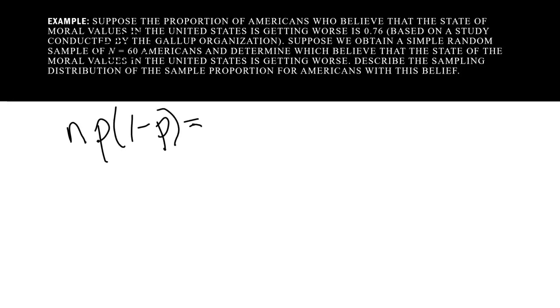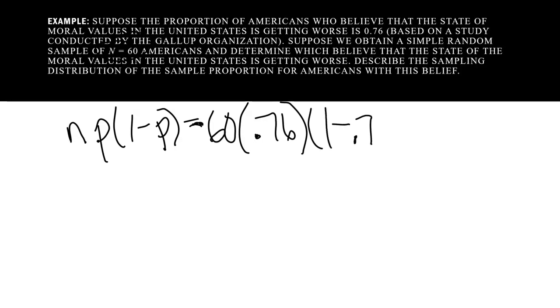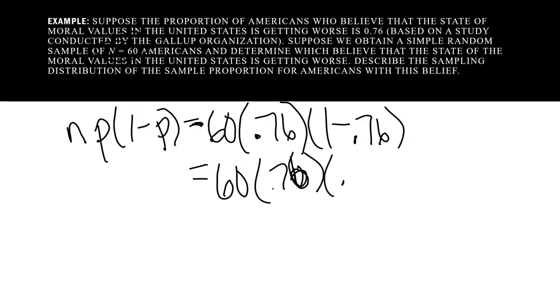In this case, our n is 60. Our proportion is 0.76. And then 1 minus 0.76, if you subtract that, ends up being 0.24. So you do 60 times 0.76, times 0.24. And if you multiply that out, you end up getting 10.944.